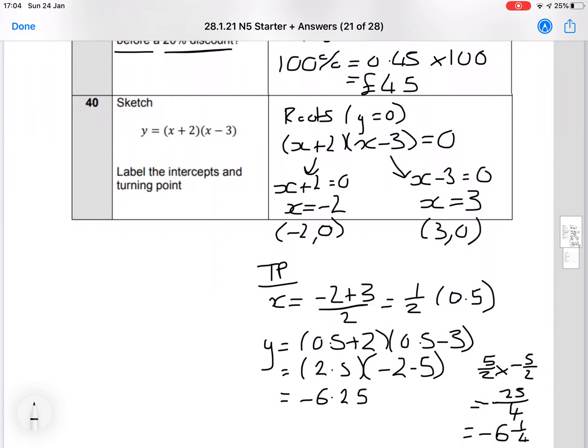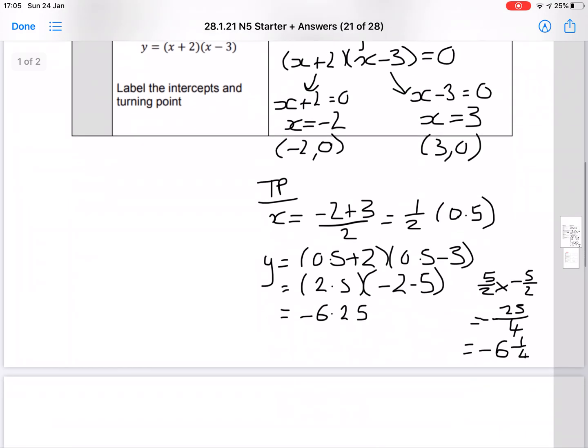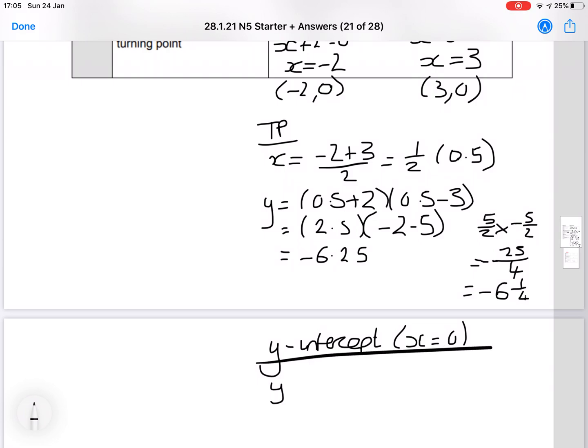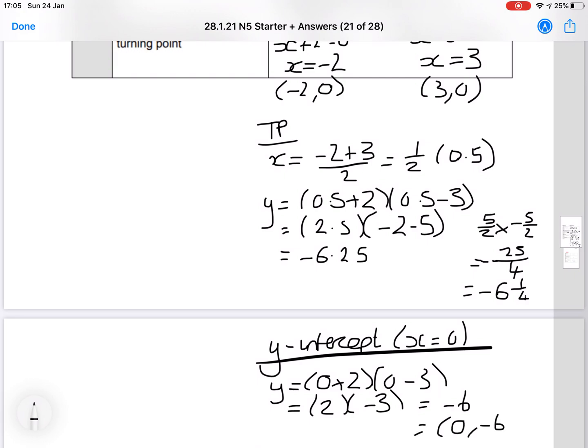The last thing we would need to do is our y-intercept. So I'm just going to write that down here, our y-intercept. That occurs when x is equal to 0. So we're just going to swap into here a 0 for the x term. That's going to give us 0 plus 2 in the first bracket and 0 minus 3 in the second. So that's going to give us just 2 times minus 3, so minus 6. And then as a coordinate, that's going to be 0, minus 6.